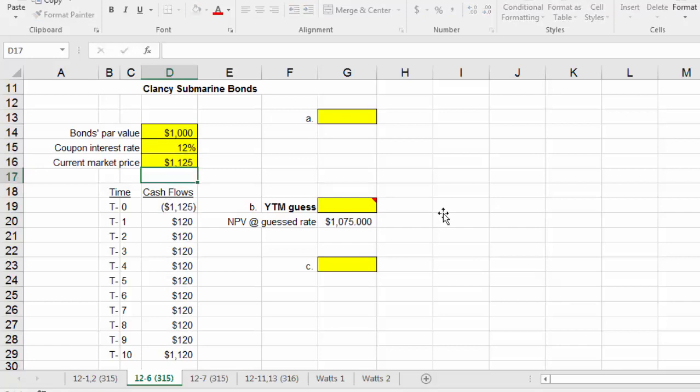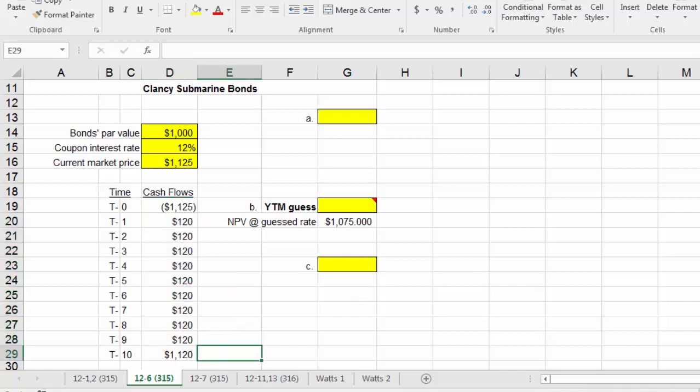All right. So what this template did was give our string of cash flows. Time 0 when we buy the bond is the outflow of the market price we paid, so that's a negative 1125. For every year up till the end, we have the interest rate times the par value, so there are the coupon payments of 120, and then at T10 we also get the principal, so we're adding the par value back plus the coupon. So there's a string of cash flows for the bond.